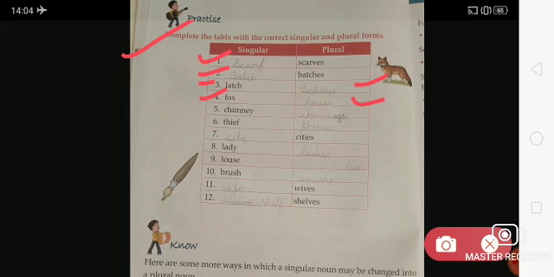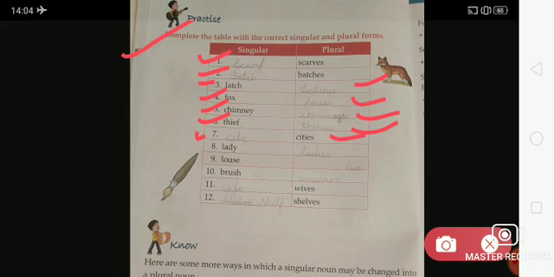Third is latch. So it will be latches. Okay. Fourth is fox. So it will be foxes. Fifth is chimney. So it will be chimneys. Sixth is thief. So it will be in plural thieves. Seventh is city. So it will be in plural cities. In plural column, there is a city. So it will be in singular city. Eighth is lady. So it will be in plural ladies.